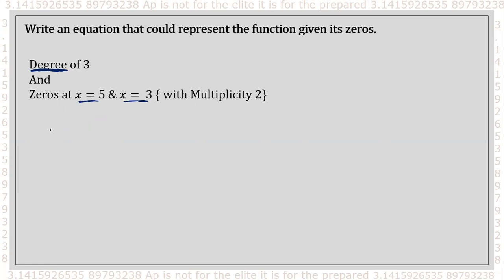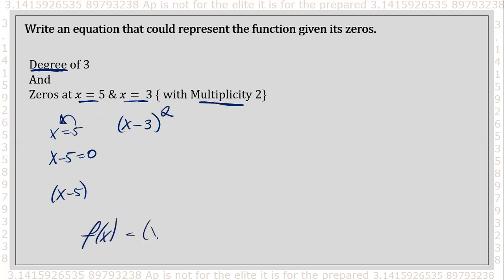So all you have to do is get whatever they gave you, x equals 5, you move it to the left. So x minus 5 equals 0. That is one factor. So this should be x minus 5. x plus 3 becomes x minus 3 for the same reason, we move it to the left, but it has a multiplicity of 2, so this has to be x squared. So my function, a possibility for this, is x minus 5 times x minus 3 squared. So this will be a possibility of an equation that has these zeros.